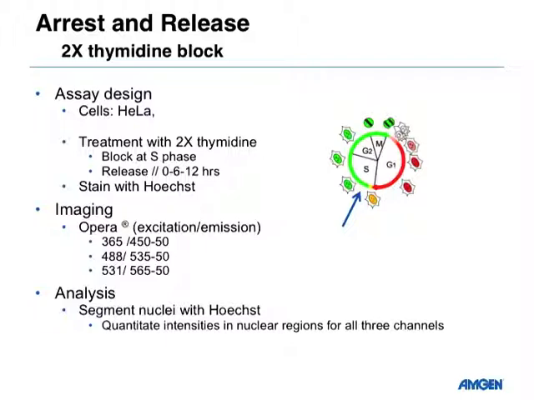Another experiment, just looking again at the kinetics of this, is that we've done a double thymidine block, and again, these are HeLa cells, and we've treated the cells with thymidine. And this blocks the cells in S phase. And so again, we've stained with Hoechst, we've imaged on the Opera, and again, basically doing segmentation on the nucleus and looking at the intensities of the green fluorescence and red fluorescence.